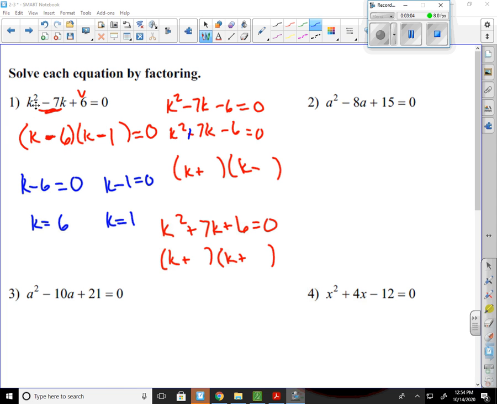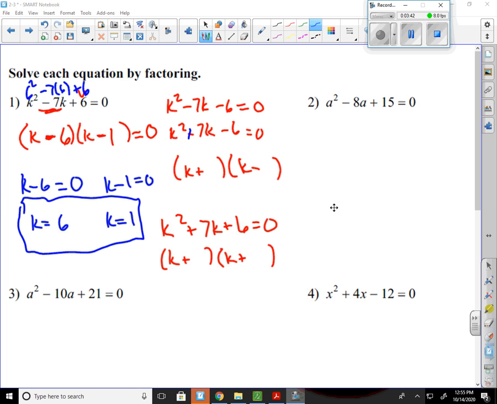Plug those in. 6 squared minus 7 times 6 plus 6. 6 squared is 36. Negative 7 times 6 is negative 42. 36 minus 42 is negative 6. Plus 6 equals 0. So that's correct. Let's try k equals 1. 1 squared is 1. Minus 7 times 1 gives us negative 6. Plus 6 is 0. These are my two roots, or zeros.